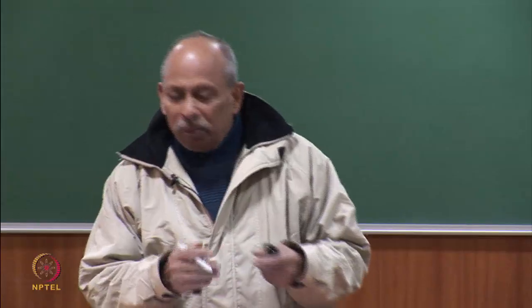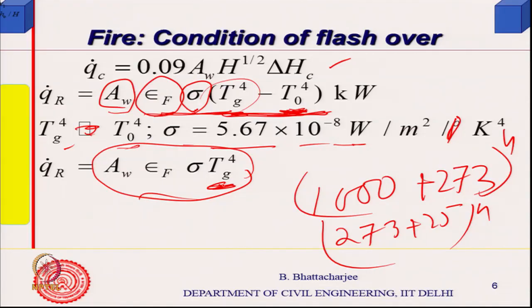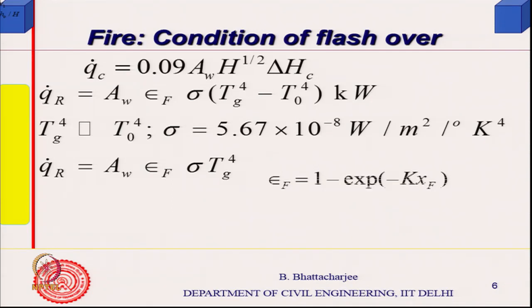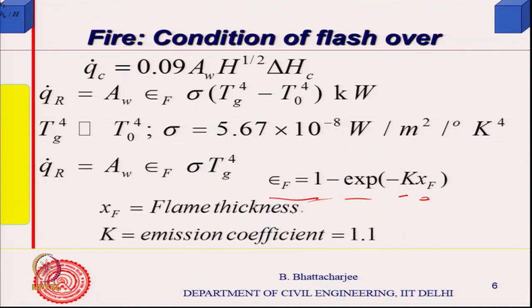It is Tg to the power 4, and Tg is my unknown. So you can't solve it just like that, because it is more complicated than this. So it is solved by the trial and error method, and EF is given by 1 minus e to the power some constant times x f. So, this is flame thickness, emission coefficient 1.1, roughly these are the values.